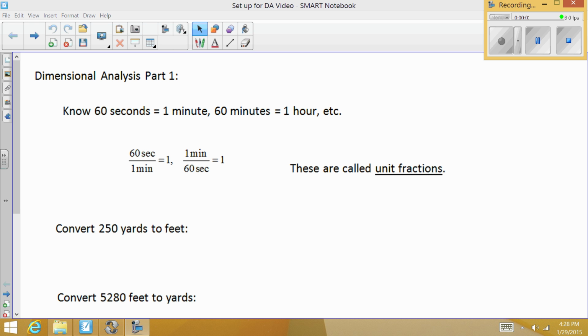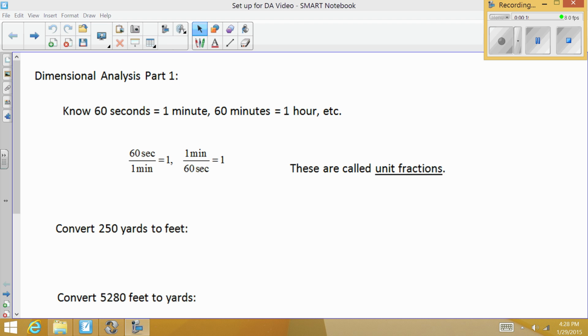Take a look at a process called dimensional analysis. We'll start off with some simpler ones and we'll work into some rather complicated problems. So if it seems like we're making it too much work at first, trust me, by the time we get to the more complicated problems, you'll see the advantage of this method.